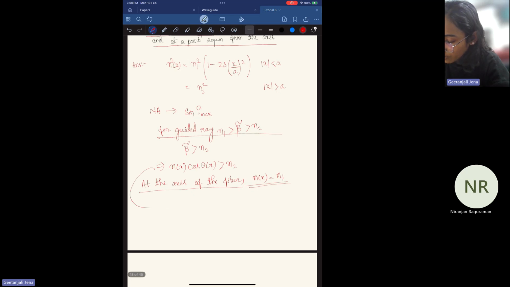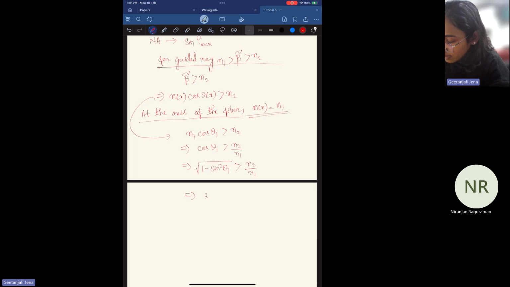So that means this equation becomes n1 cos theta 1 should be greater than n2. So cos theta 1 is greater than n2 over n1. Now you just need to change this equation such that you can use Snell's law and find out what is the maximum sine angle. So cos theta, you can express it as square root of 1 minus sine square theta 1, should be greater than n2 over n1.